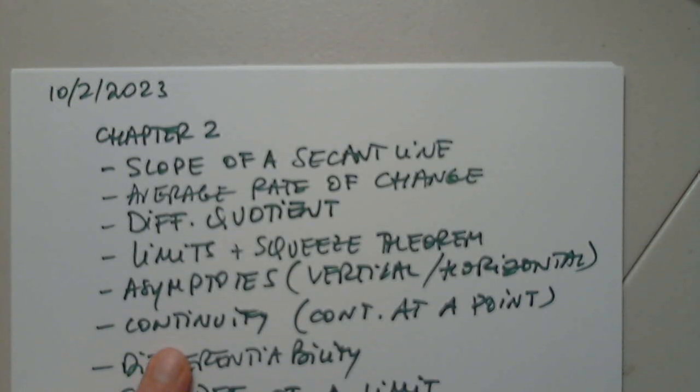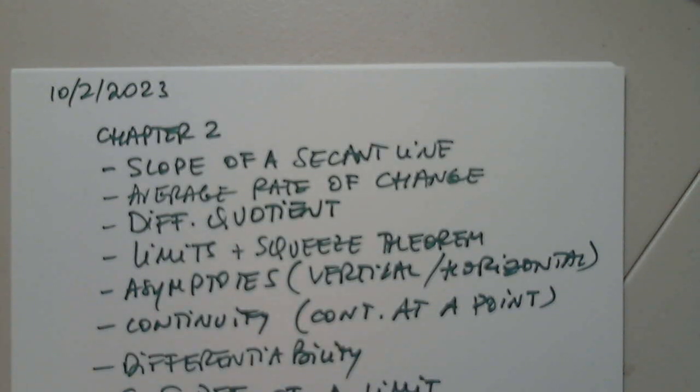Continuity, when a function is continuous, and continuity at a point. When a function is differentiable. Remember, it has to be continuous and cannot have a vertical tangent, cusp, or corner. The epsilon delta definition of a limit is pretty much done, so you're not going to see this again.